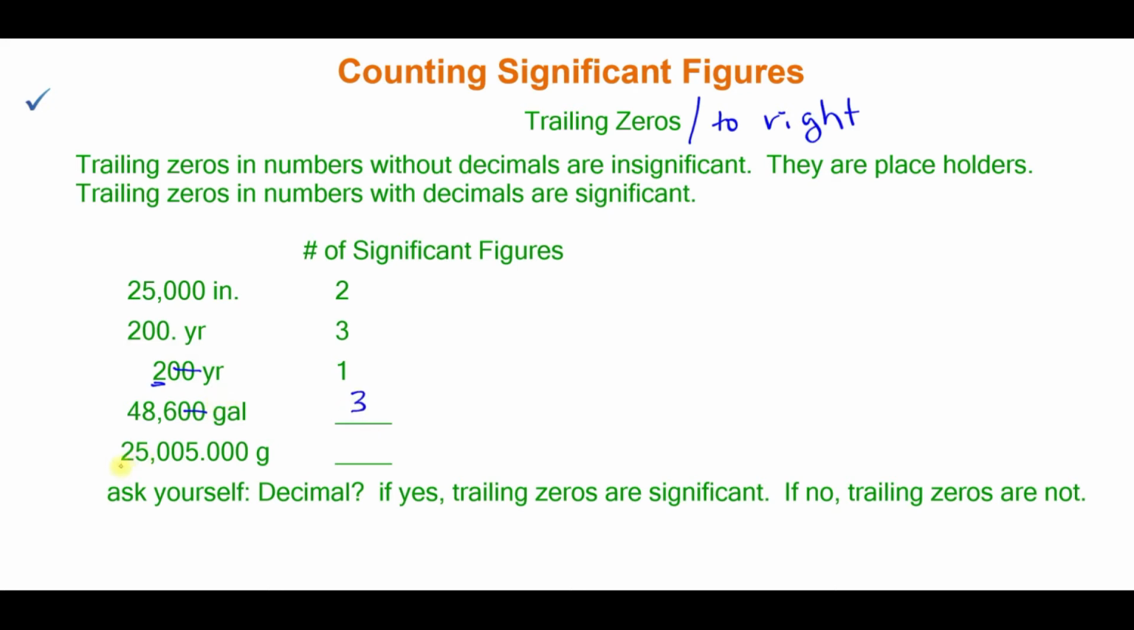Looking at our last value, we know the 2s and the 5s are significant. We have zeros. They're in between the 5s, so those 2 are significant. Then we have trailing zeros. We look, is there a decimal point? Yes, that means these are significant. So we have 8 significant figures in this number.